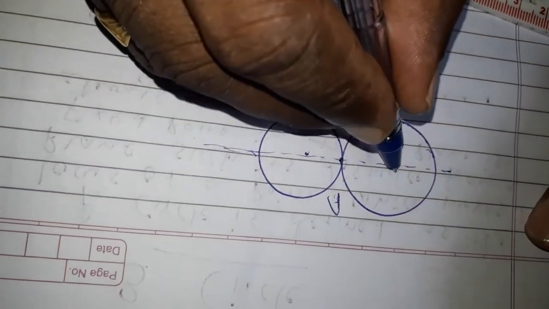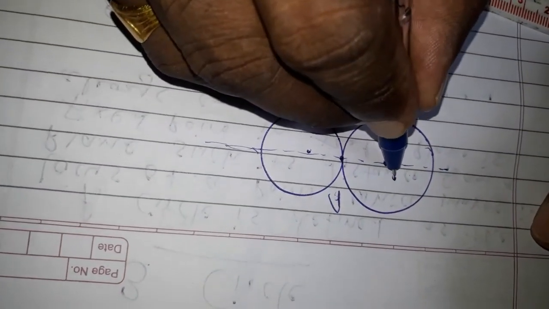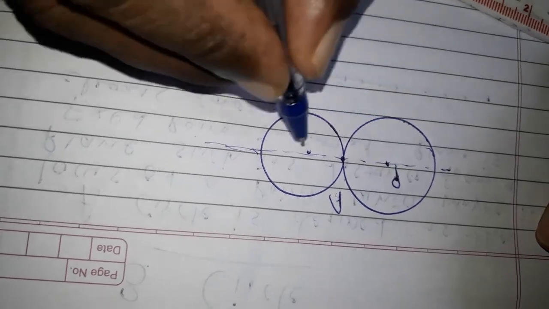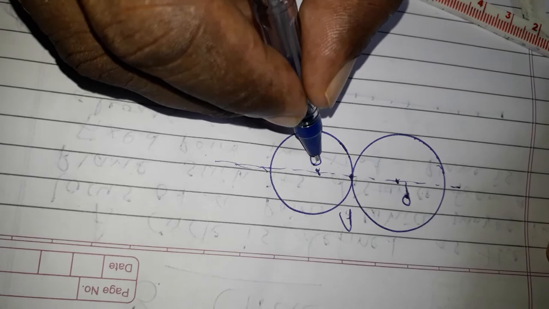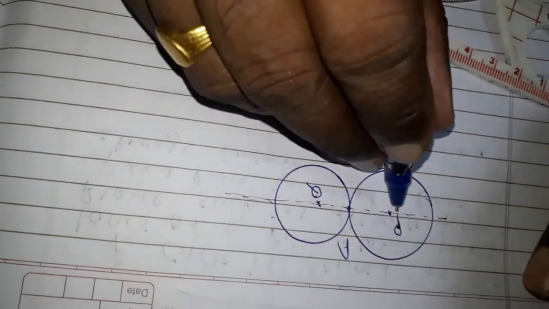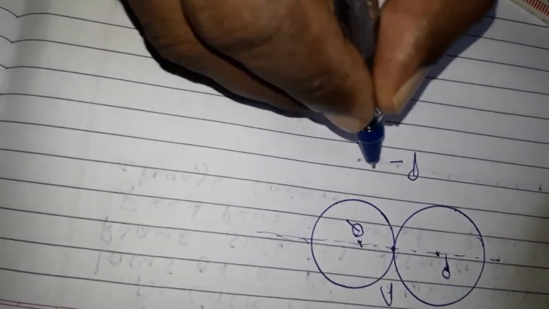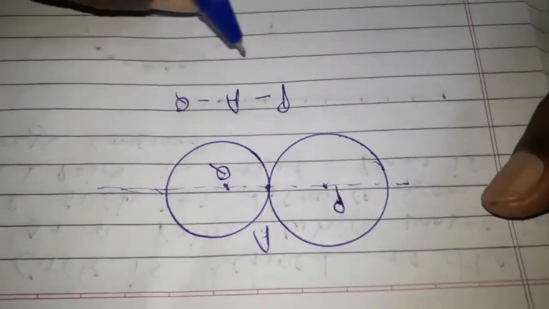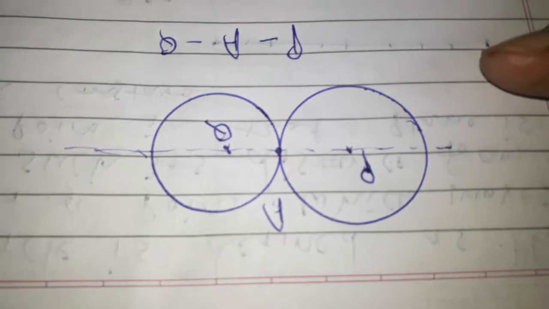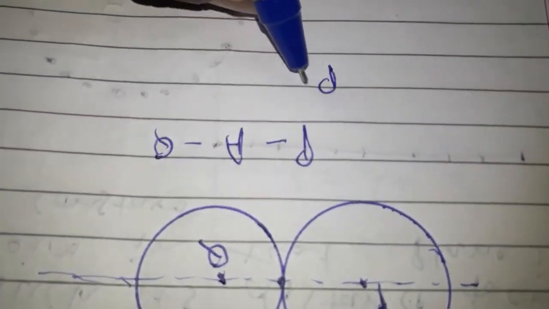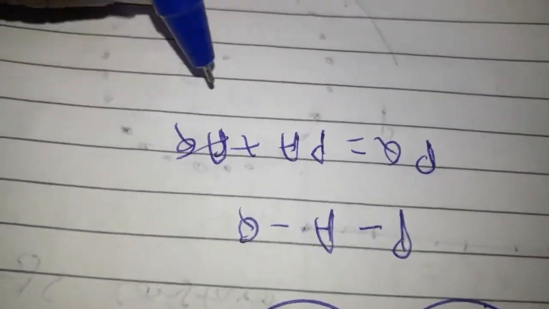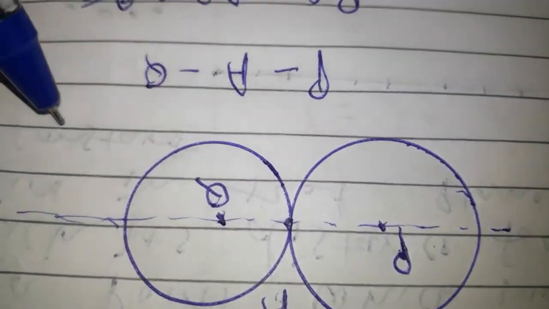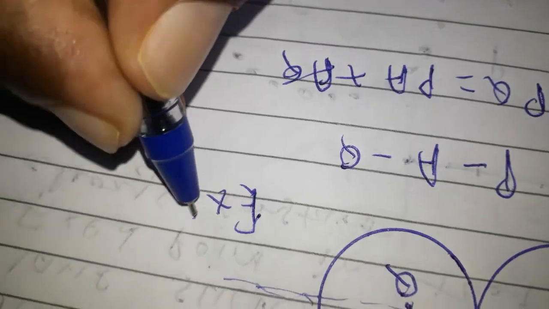Suppose this center of a circle is point P, and the center of the other circle is point Q, and then this point is A. P, A, Q are collinear points, and the distance between the two centers is PQ equals PA plus AQ. This is called circles touching each other externally.